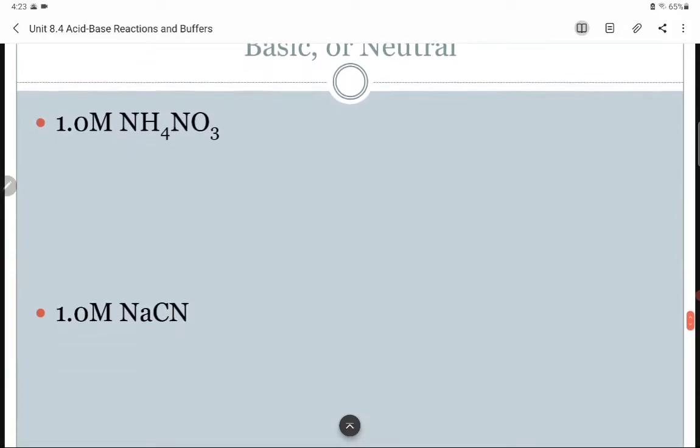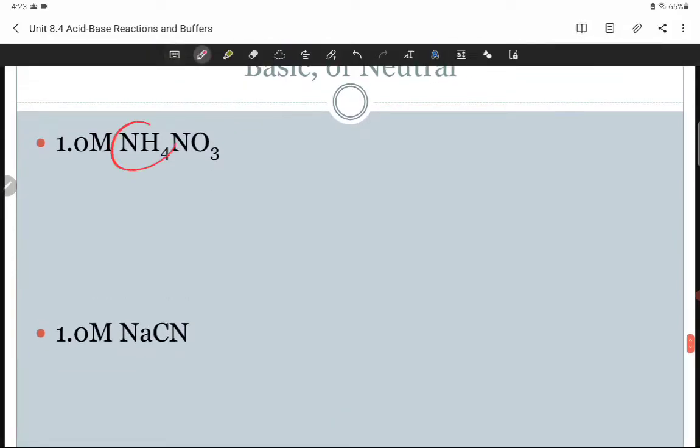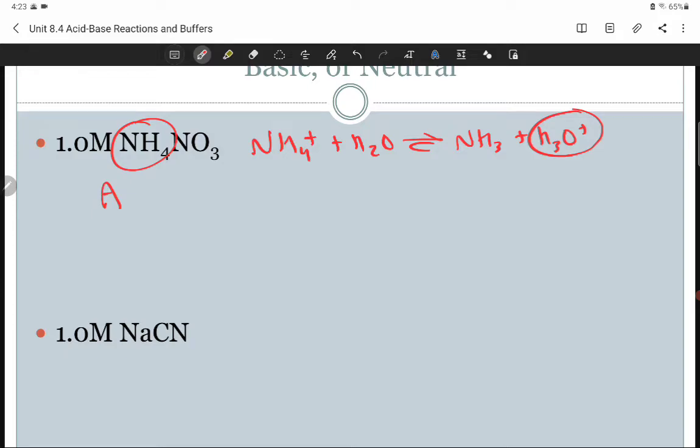So predict. I think we actually already did this one. Ammonium would interact with water to make ammonia and hydronium. If it makes hydronium, it's acidic. So I'll just go A. This one, CN minus, interacts with water to make weak acid and hydroxide. That's going to make it basic.